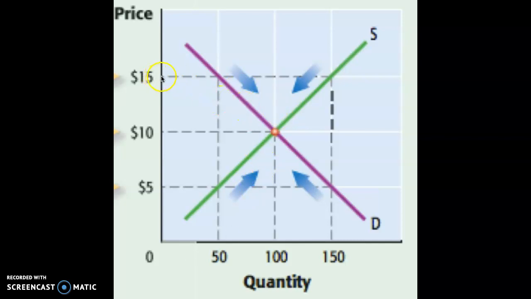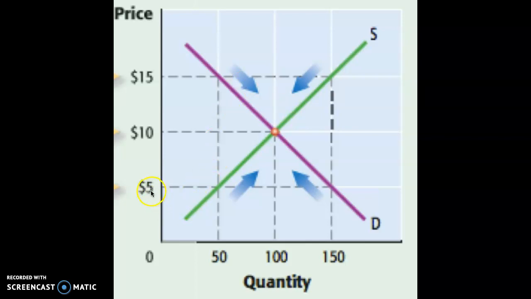Okay, when the price is higher than the equilibrium, you have a surplus. In this case, a surplus of 100 because the supply was 150, the demand was 50. And because there's a surplus, there's pressure for prices to come down. All right. Now, look at the flip side.